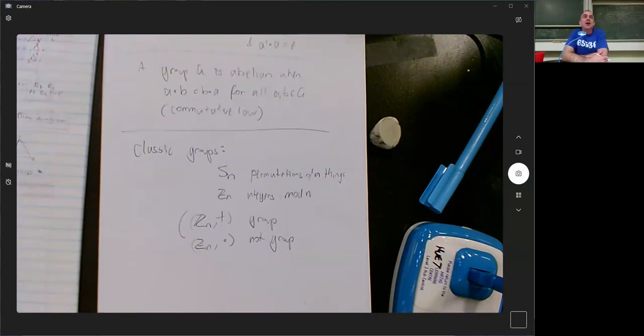Yeah, so 0 doesn't have an inverse because there's no way to multiply 0 by something and get anything other than 0.